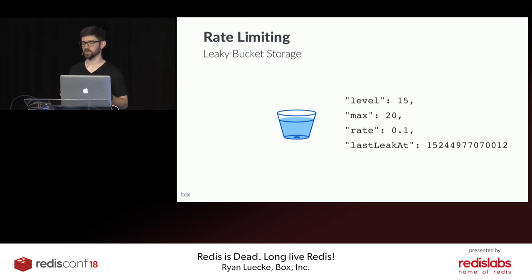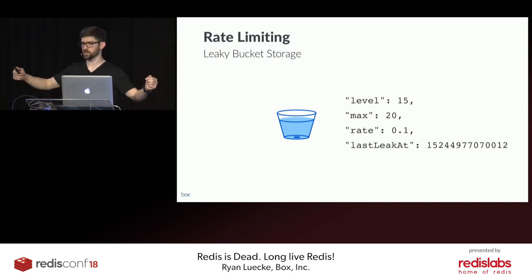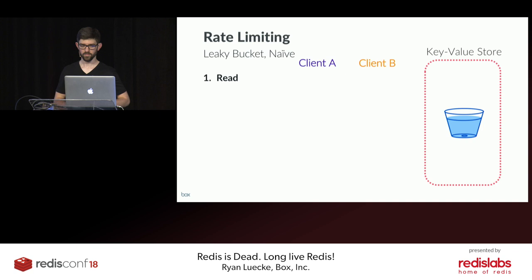That's because if we're going to be able to allow the bucket to leak at 10 per second, we don't actually want to send 10 requests per second to our Redis cluster for every bucket to be able to do some math and decrement it. We're going to do it lazily. We're going to do that leaking operation at the time we access the bucket using this last leak time.